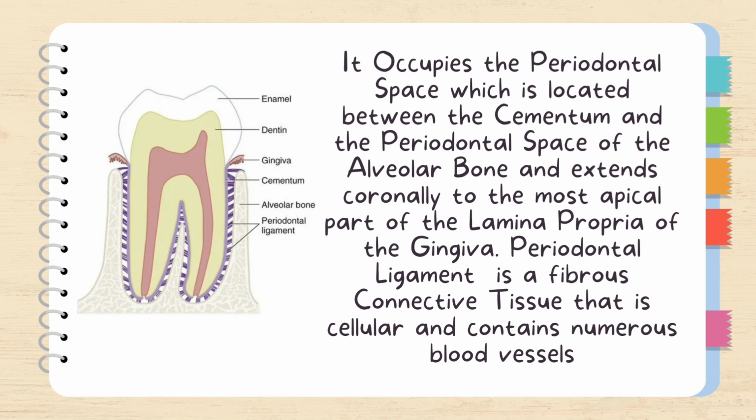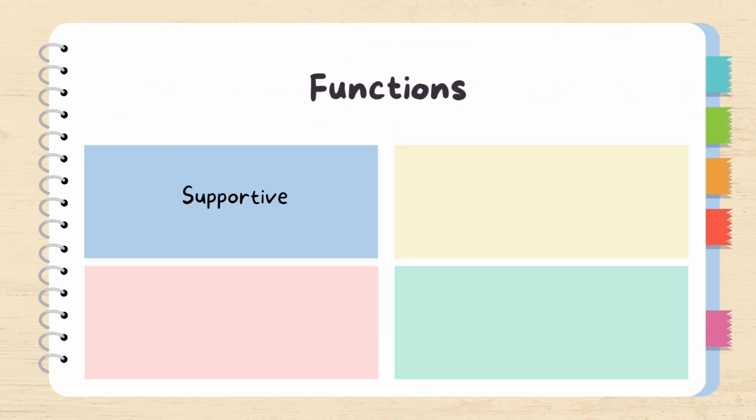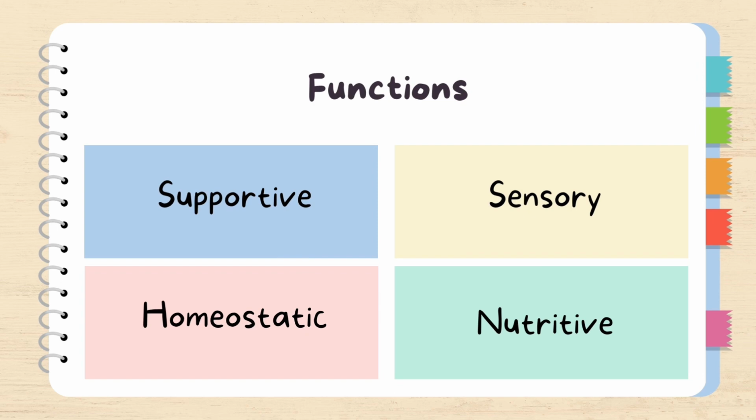As you can see, it looks like that because the periodontal ligament is a fibrous connective tissue that is cellular and contains numerous blood vessels. Now let's discuss what the periodontal ligament can do. First, when a tooth is moved in its socket as a result of forces acting on it during mastication or through the application of an orthodontic force, part of the periodontal space will be narrowed and the periodontal ligament in these areas will be compressed.